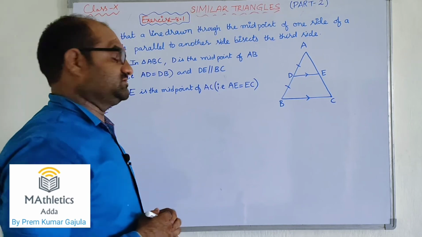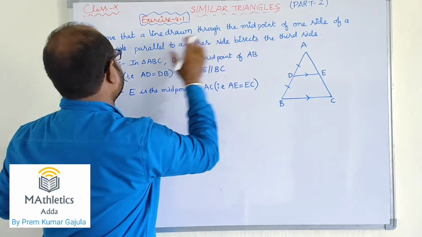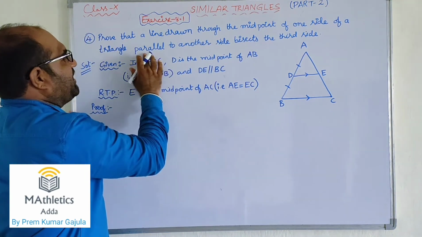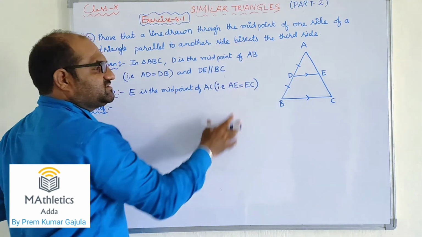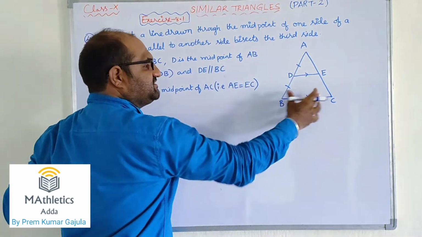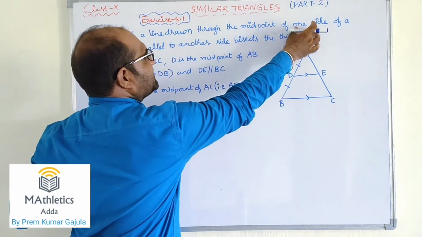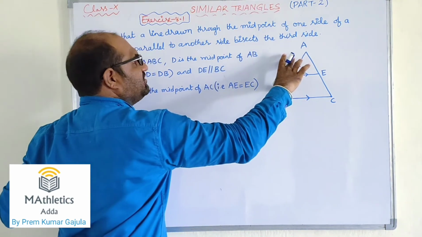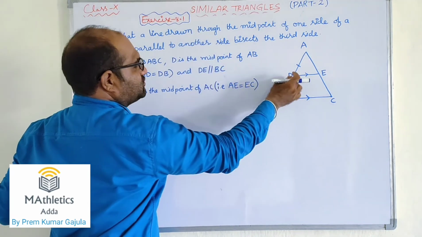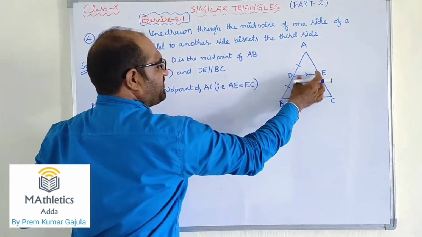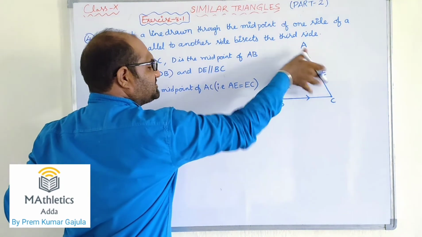Now let us look at the next question. Question number 4. Prove that a line drawn through the midpoint of one side of a triangle, parallel to another side, bisects the third side. So to understand this question, first of all I am taking a triangle ABC. A line drawn through the midpoint of one side. The side I am taking as AB and the midpoint of that I am taking as D. And a line drawn through this midpoint, which is parallel to the other side, definitely bisects the other side.